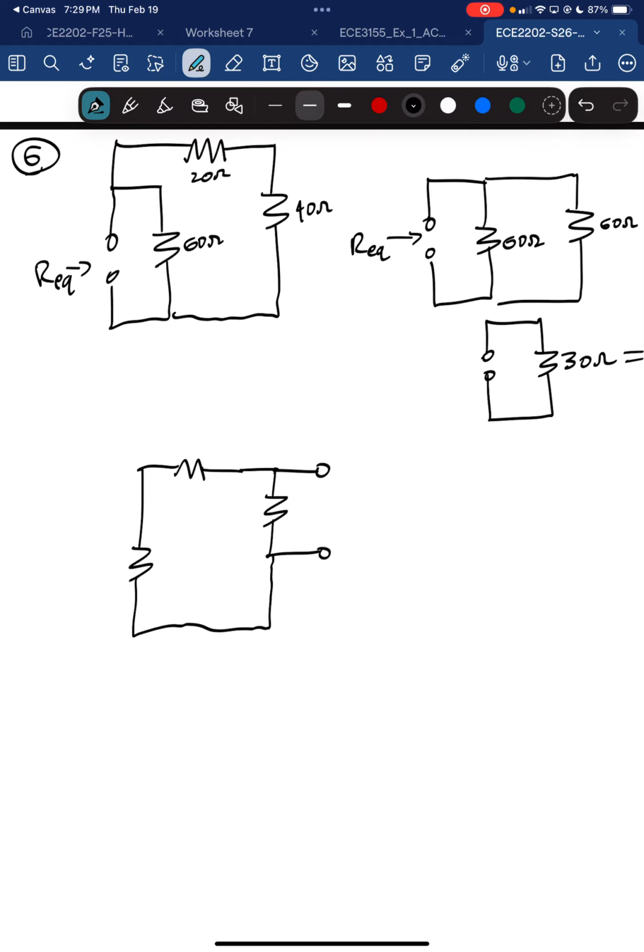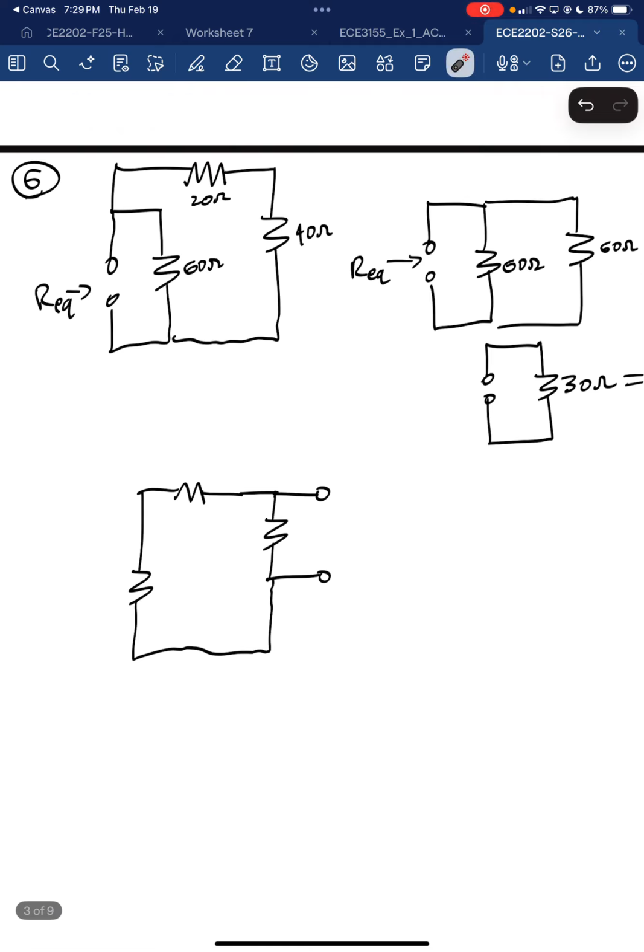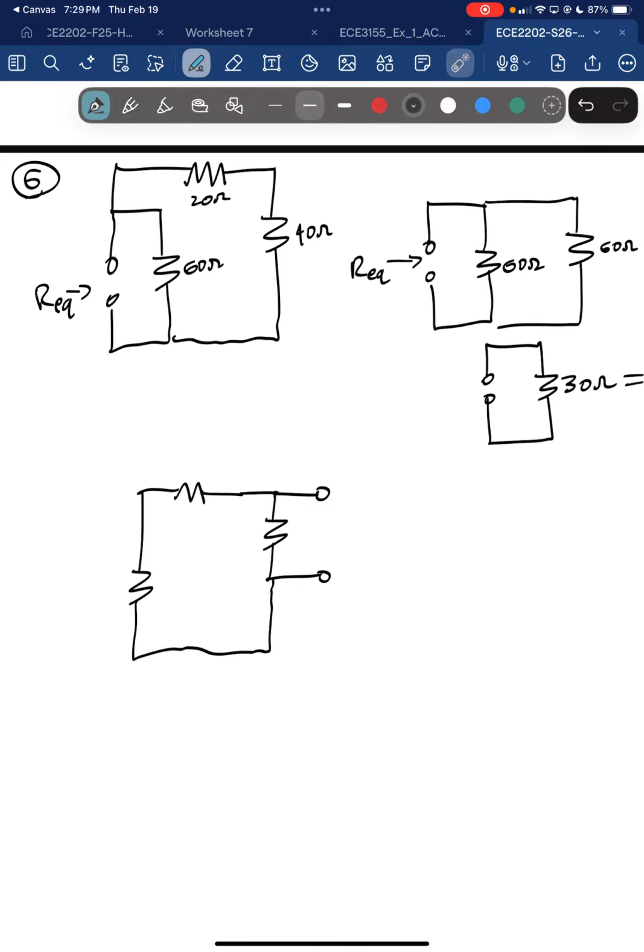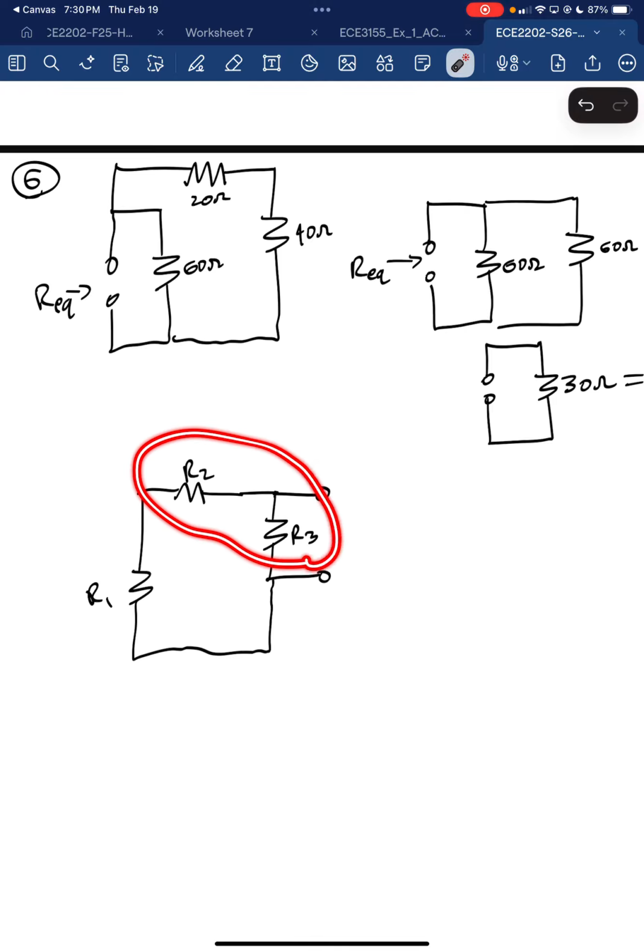All right, I'm just drawing a random circuit here. Now, initially looking at this, these just look like open circuits. So you would be tempted to say that these two resistors are in series because these are open circuits. However, that is not the case.